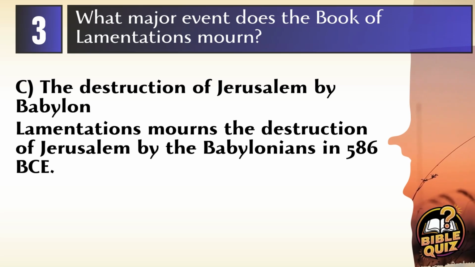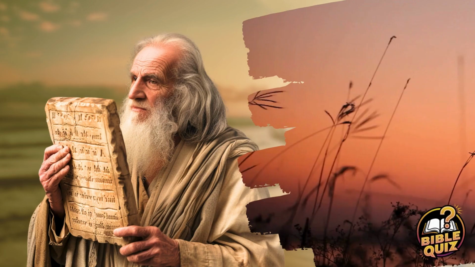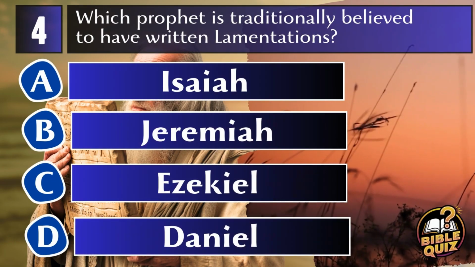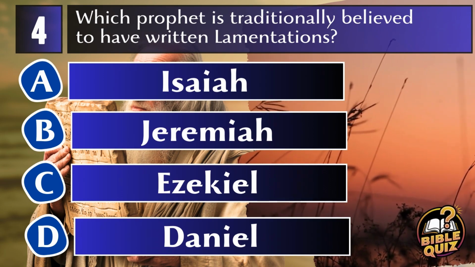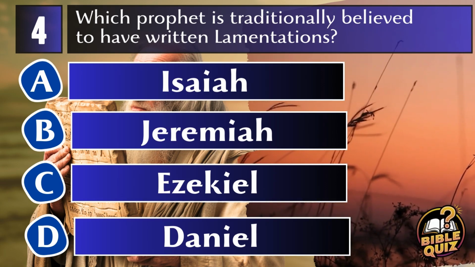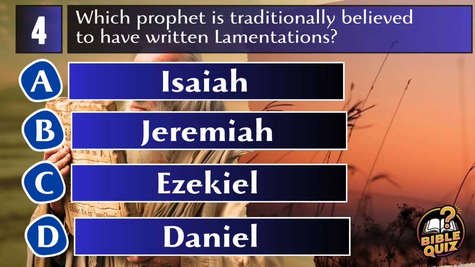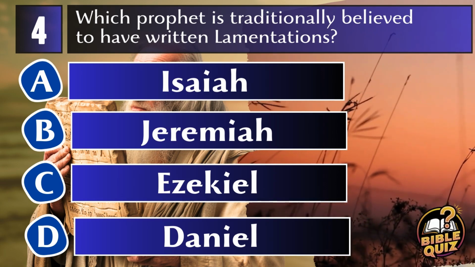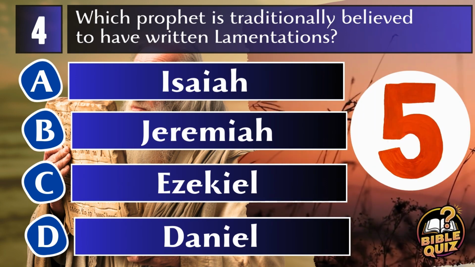Lamentations mourns the destruction of Jerusalem by the Babylonians in 586 BC, focusing on the immense suffering and desolation that followed. Question 4. Which prophet is traditionally believed to have written Lamentations? A. Isaiah. B. Jeremiah. C. Ezekiel. D. Daniel.